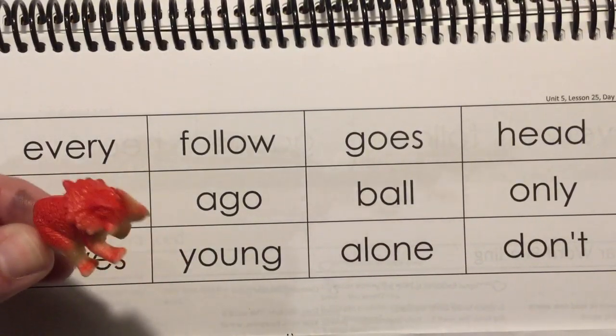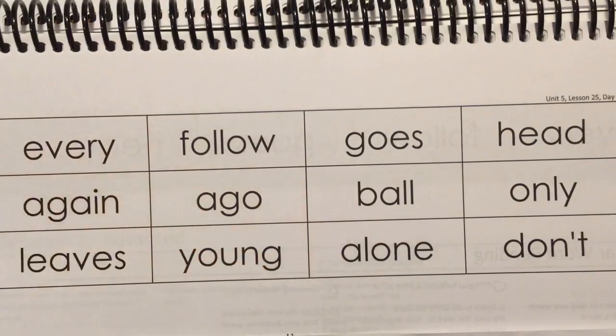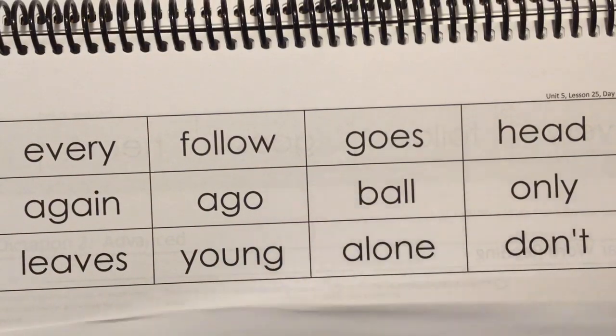Fantastic. My new dinosaur today. Okay. Again, the card is moon. The sound is oo. The spelling patterns are OO, EW, UE, and OU.